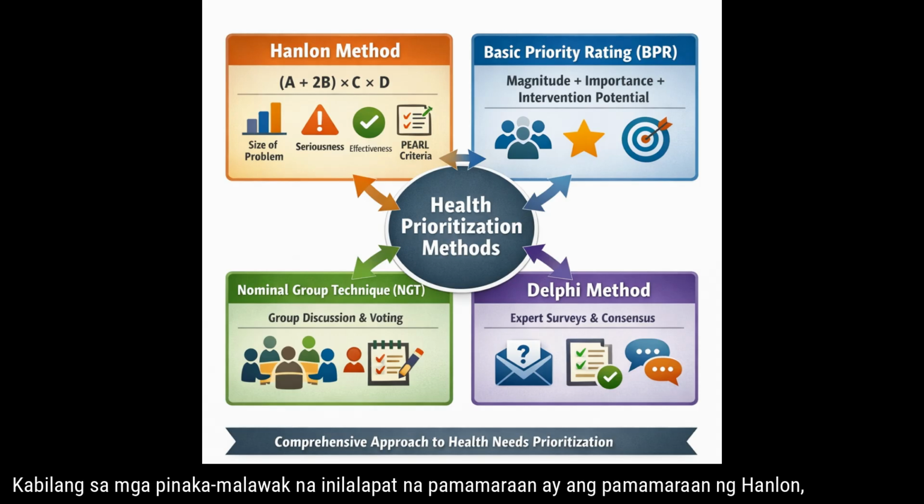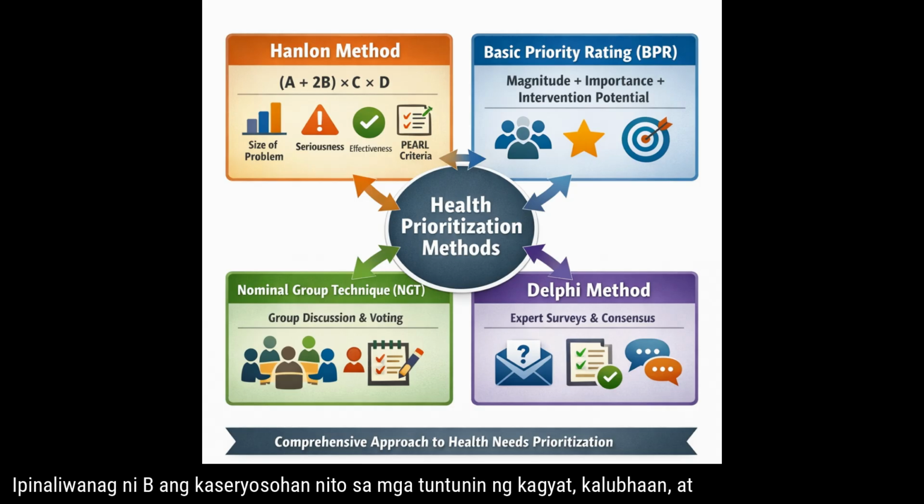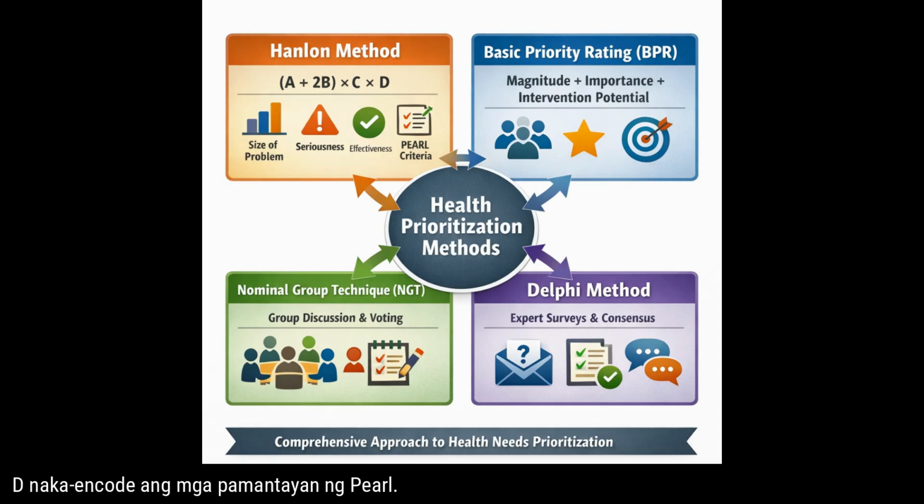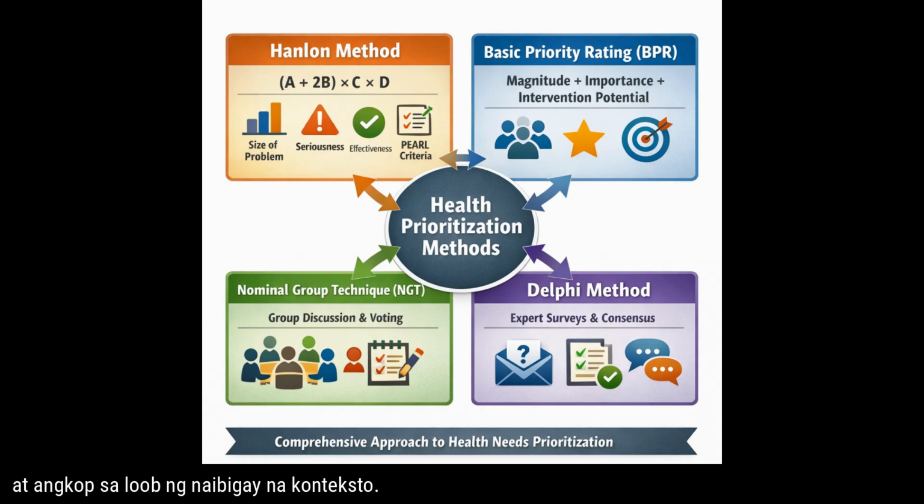Among the most widely applied approaches is the Hanlon method, which quantifies priority through the formula (A + 2B) × C × D, where A represents the size of the problem, e.g., prevalence or incidence, and B captures its seriousness in terms of urgency, severity, and economic burden. C reflects the effectiveness of available interventions, and D encodes the PEARL criteria: propriety, economics, acceptability, resources, and legality, a composite judgment of whether an intervention is feasible and appropriate within the given context.